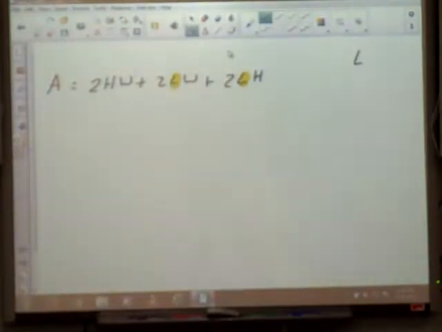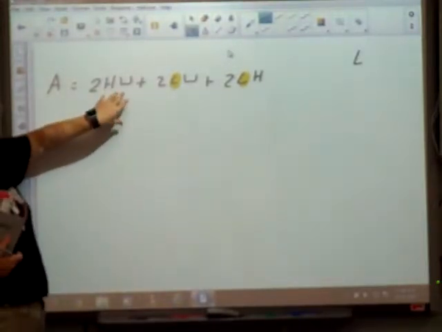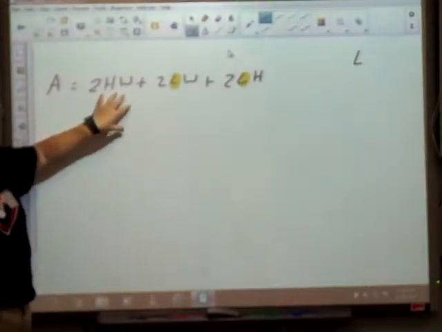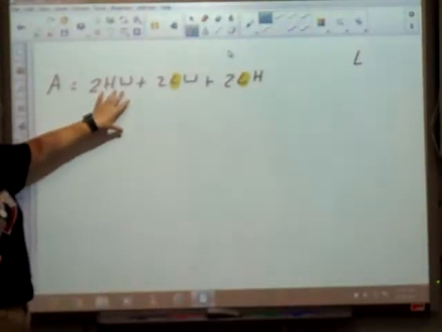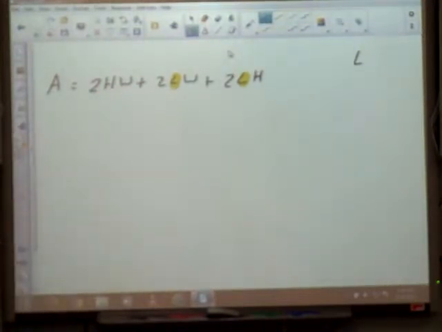So when we have multiple ones like that, and we can't combine any of that because none of it's all like terms, we want to get rid of whichever ones don't have an L. I didn't find an L here, so I want to get rid of this. Okay, how do I get rid of 2HW? Subtract it. We're going to subtract that from both sides. Subtract it from here, it goes away. Subtract it from the A. So I just have A minus 2HW, that's gone, equals 2LW plus 2LH.